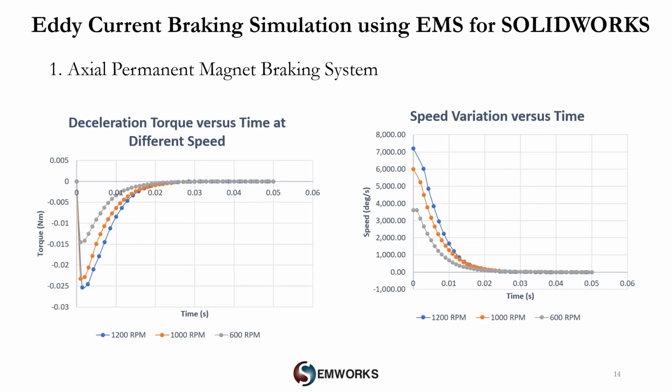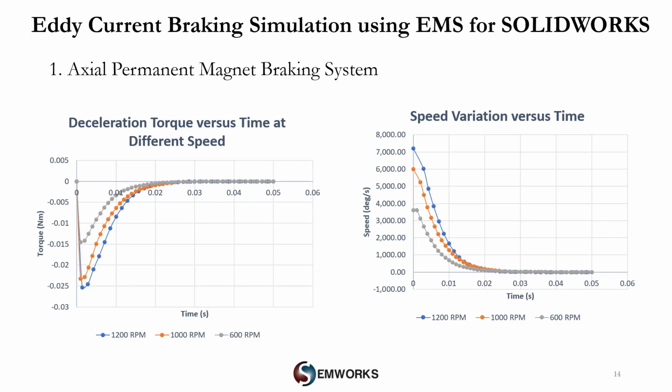As we mentioned earlier in the live demonstration, we use a torque-driven motion and we apply an initial angular velocity to the rotating disc. Using the torque calculated by EMS, SOLIDWORKS Motion computes the mechanical parameters like the position and the speed. We can see on the left side the dynamic torque versus different speed rates.